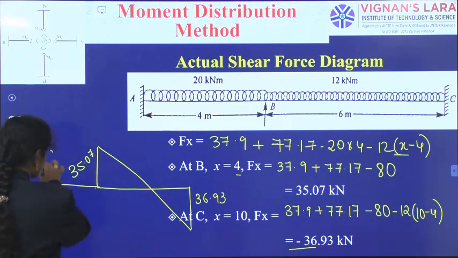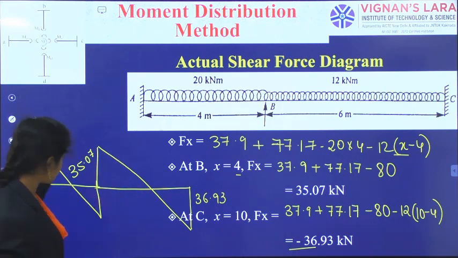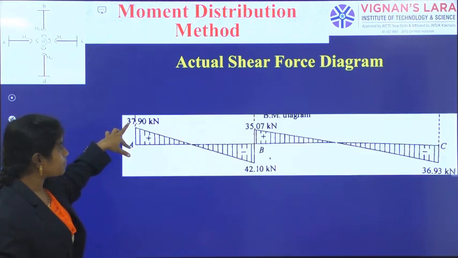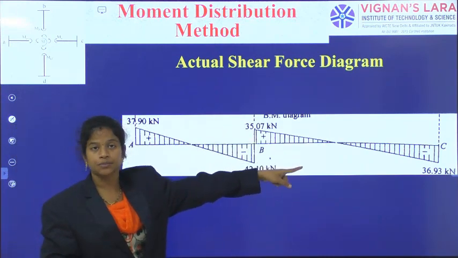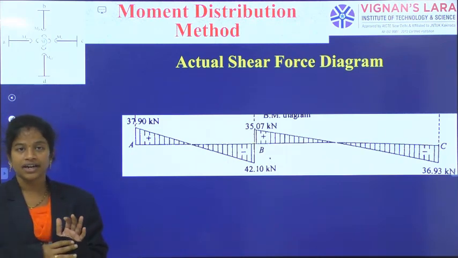When you see this, you can observe the structure appearing like this. Looking at the whole structure, it shows 37.9, minus 42.1, 35.7 and minus 39.3. Above the baseline we indicate the positives, below the baseline we indicate the negatives.